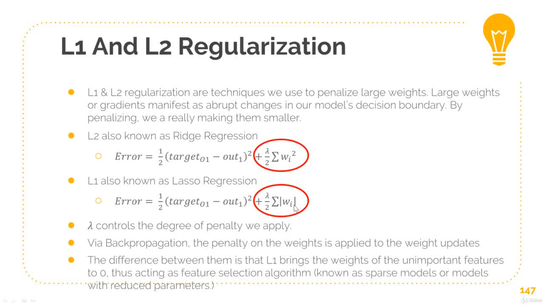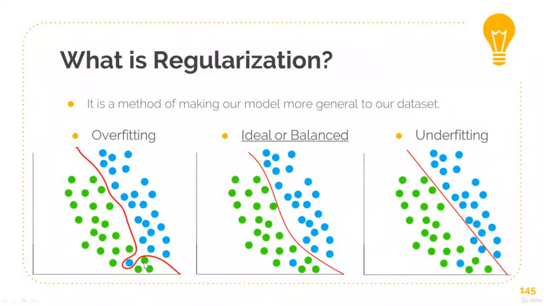So effectively, just remember, L1 and L2 prevent our weights from being too large so that we don't have abrupt changes in our model. Abrupt changes basically mean things like, go back to here. We try to make this smoother instead of having these abrupt gradient changes.